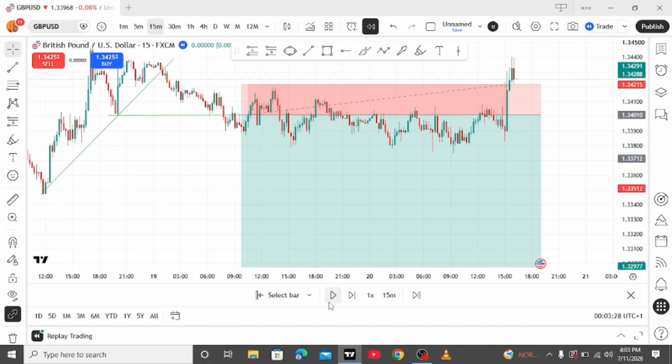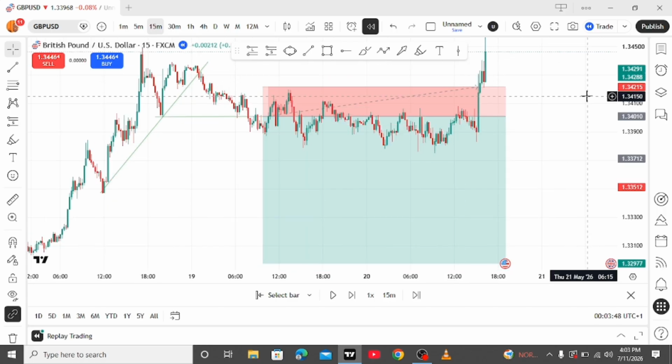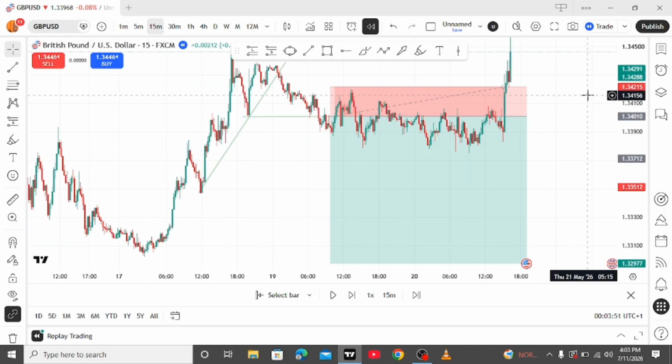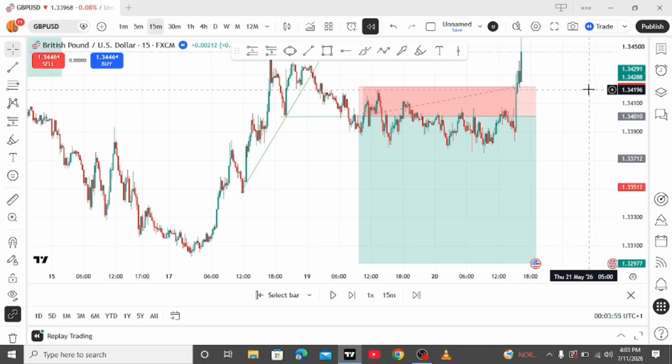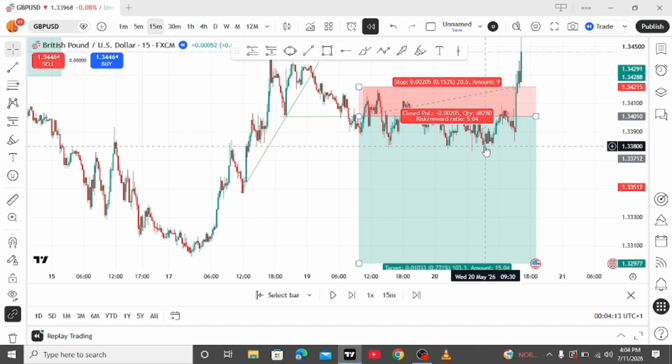Okay, right now the market hit our stop loss. We just got stopped out of this trade. The market went straight to our stop loss. So this is the reality of trading. Trading is not always about making profits, making money. At some point, you're going to lose some trades. And this is an example of what I mean by you're going to lose some trades.